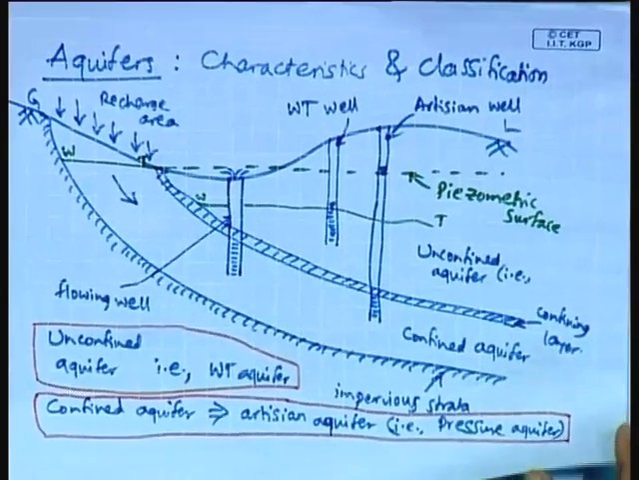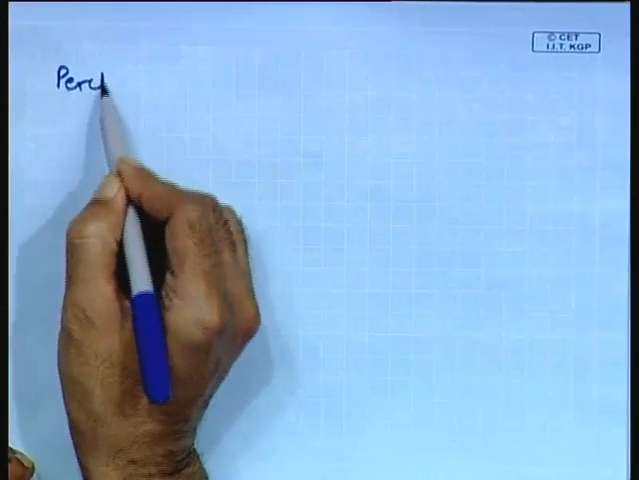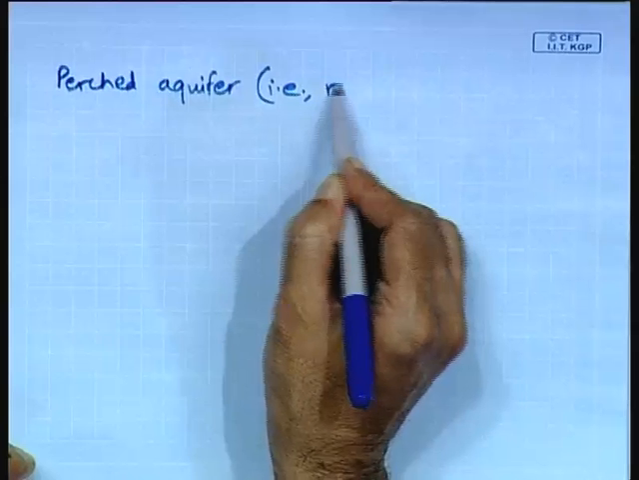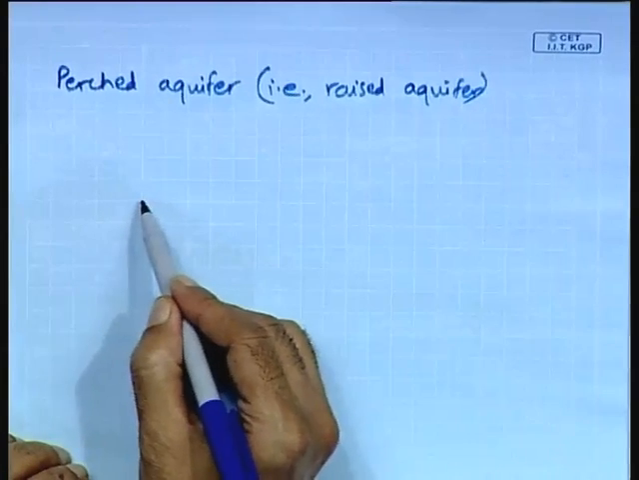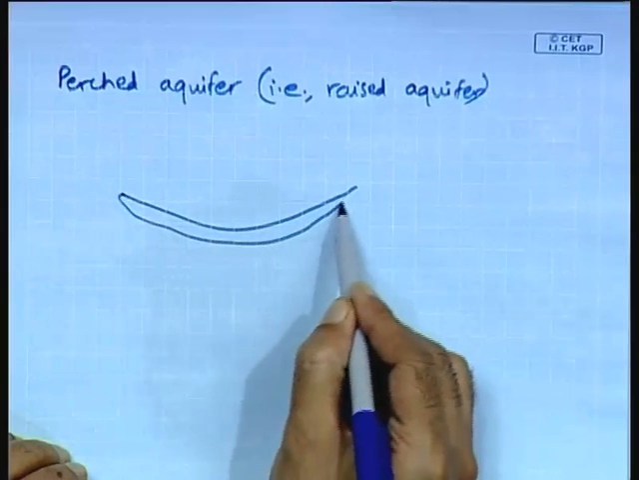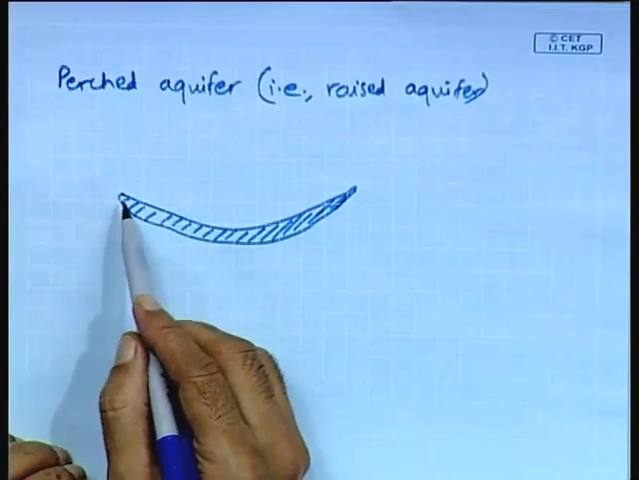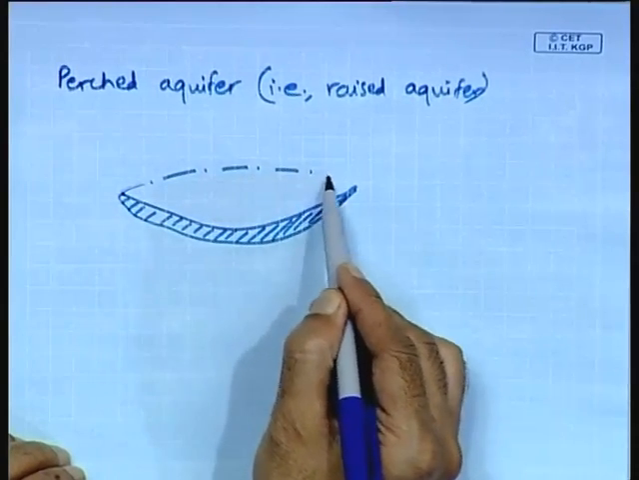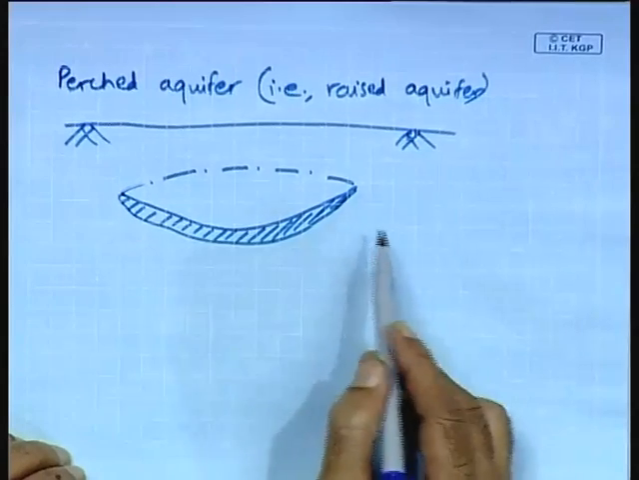Now, let us also learn about two more aquifers. The first one is the perched aquifer. Perched means raised aquifer. Essentially, it is a locally raised aquifer. Suppose in a particular area below the ground, there is a small saucer-like impervious layer of limited extent, and over this impervious layer, some amount of groundwater gets stored.